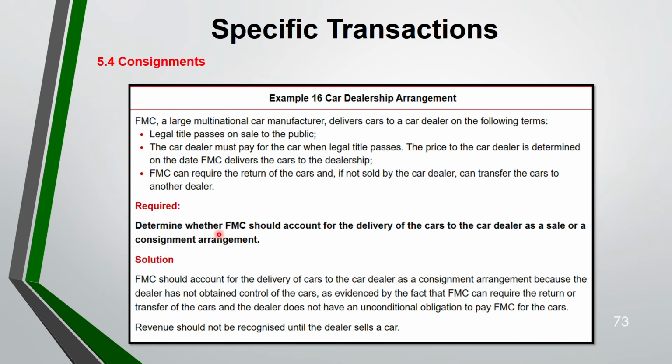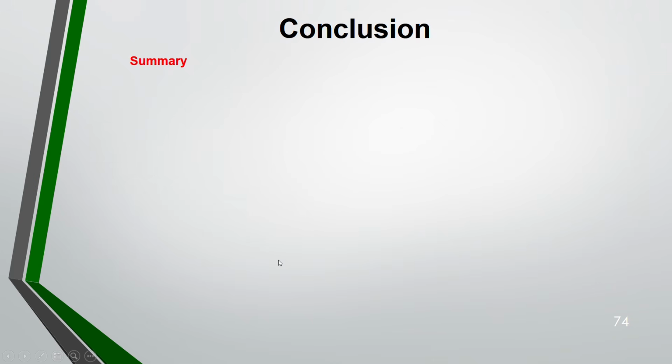So in this case, it's a consignment. Why? Because the dealer did not obtain control of the car. How can you say? It is evidenced by the fact that FMC can require the return or transfer of the car, and the dealer does not have any unconditional obligation to pay FMC for the car. So you should not recognize the revenue until the dealer sells the car to the customer. It's a consignment. That's it.